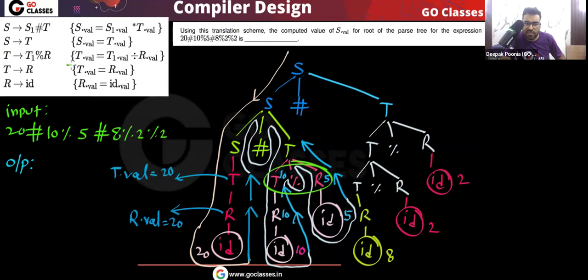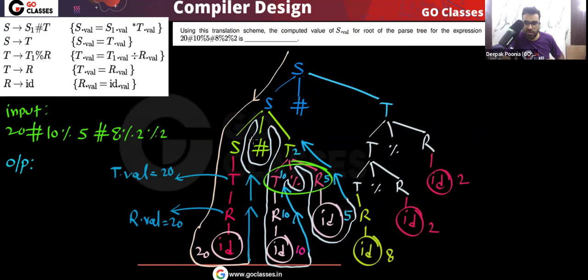Immediately after the reduction, you will perform the corresponding semantic action. So you can see what this t dot value will become. This t is the head of the production, so t dot value will become t1 dot value divided by r dot value. t1 dot value is 10 and r dot value is 5, so 10 divided by 5 is 2. Yes or no? So here you got 2. Very simple, I hope you understood.